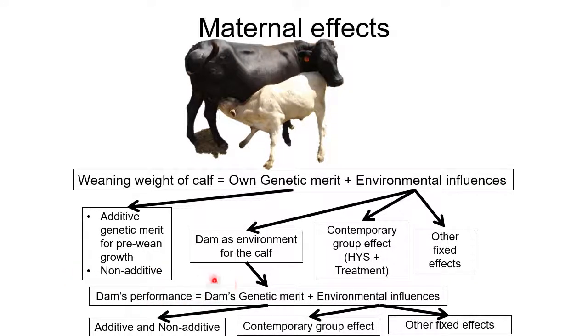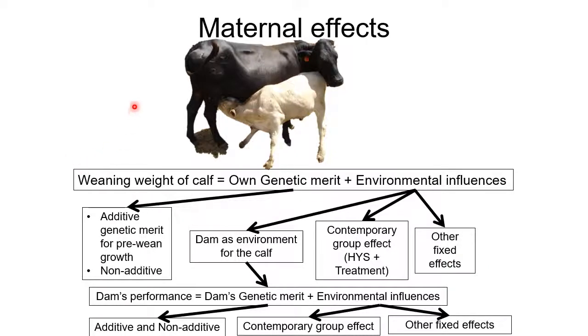So coming back to the dam's own performance, she will have a genetic merit to look after the calf, but there will also be environmental influence. It can be a contemporary group effect. The calf she has to raise in that year and on that farm, and maybe some other fixed effects. So just for the calf itself, other environmental effects would be its contemporary group, herd year season, and treatment if there's a treatment difference, and possible other fixed effects.